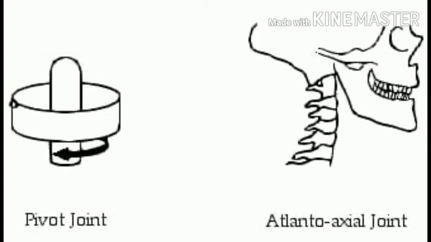This is pivot joint, the joint between atlas and axis vertebrae. Atlas is the first vertebra. Skull is attached with atlas, and atlas is connected with axis vertebra through pivot joint, so we can move our skull.